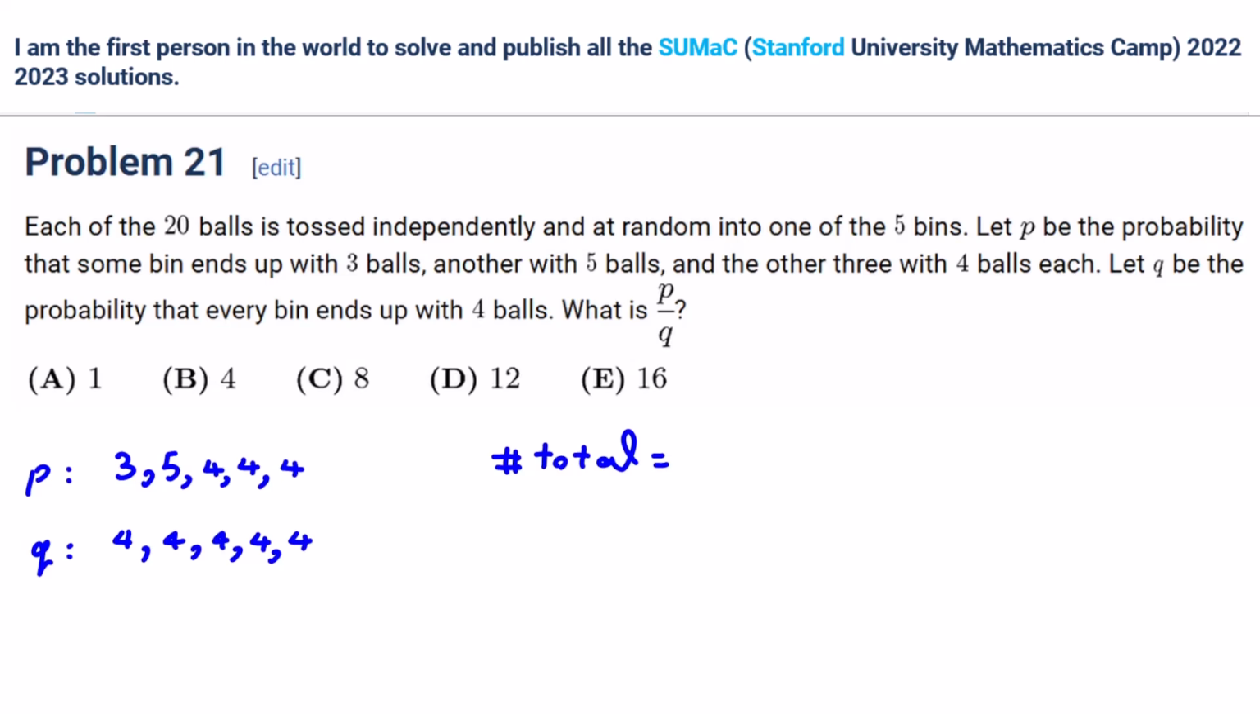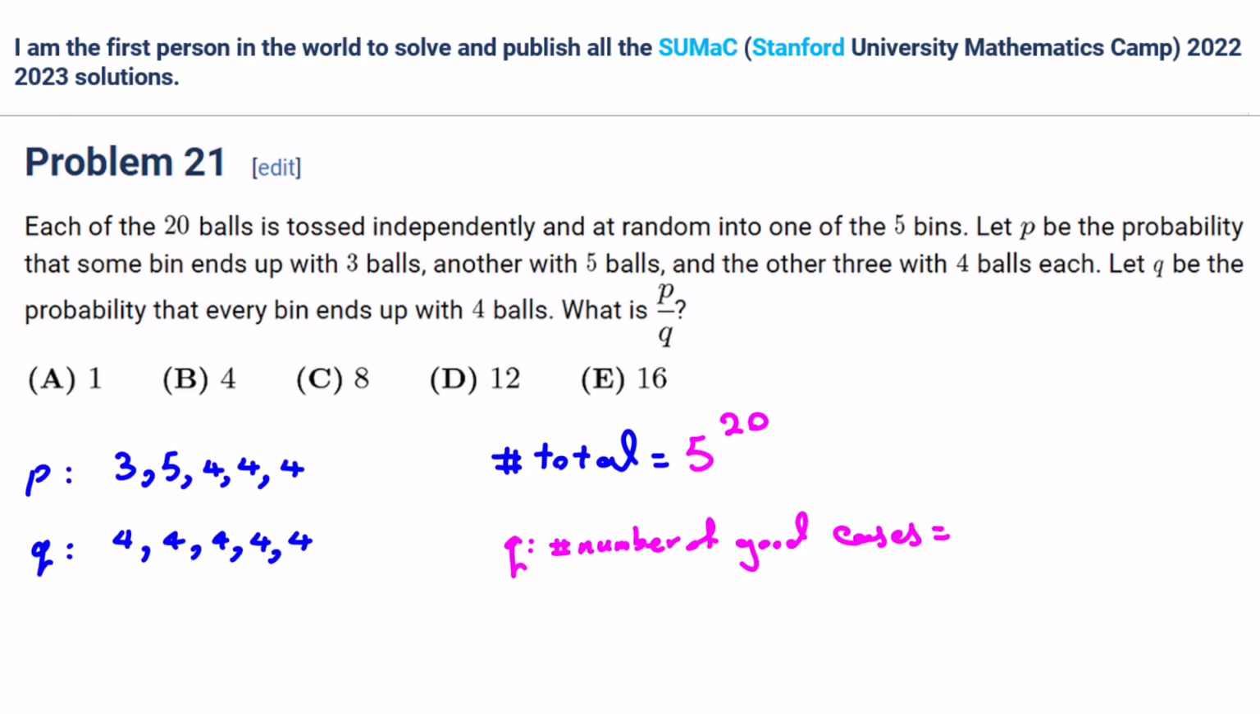So would it be 5 to the 20th power? Exactly, 5 to the 20. Now, for P, number of cases, calculate. Q is easier. Let's just start with Q. What's the number of cases for Q?